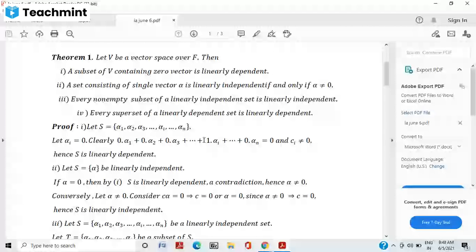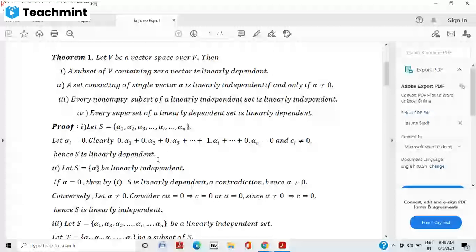That means all other vectors, what should they be? They should be 0. And which Ci, which one element is not 0? Here it should be C1 alpha 1, C1 is 0. C2 alpha 2, C2 also 0. C3 alpha 3, 0. Like that, Ci alpha i. But what is Ci? It is 1. Then Ci is non-zero, so at least one scalar is non-zero. Our S will become linearly dependent. That means if it contains a zero vector, then we can say that it will become linearly dependent.